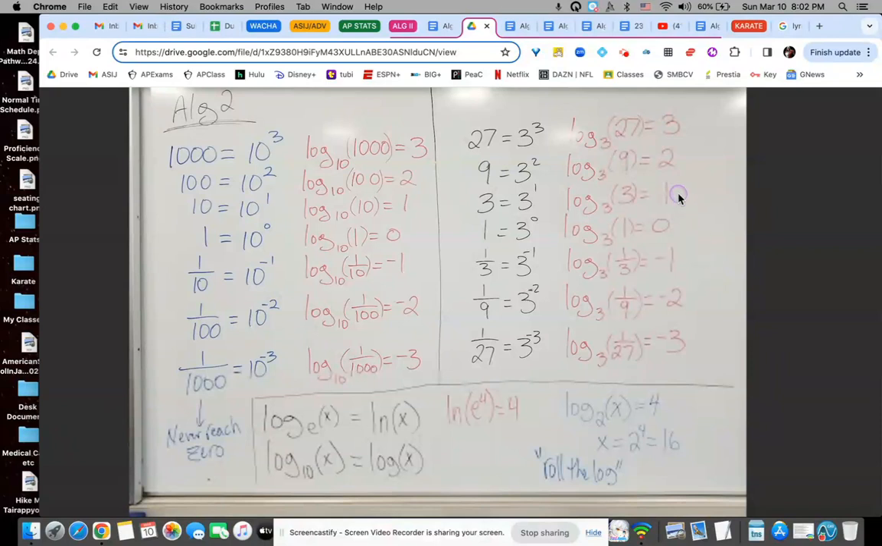All right, so you can have any base you want. You can make up any base: log base 2, log base 27, log base 57, whatever. Now, we use common ones.